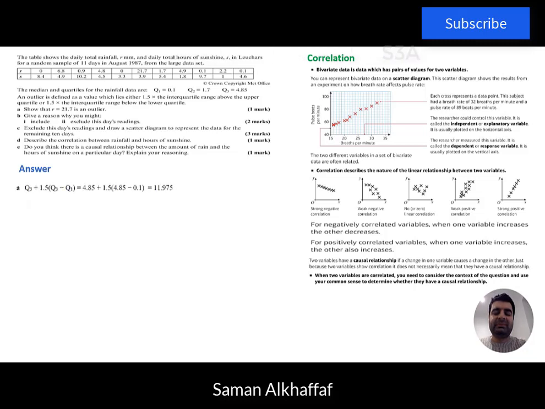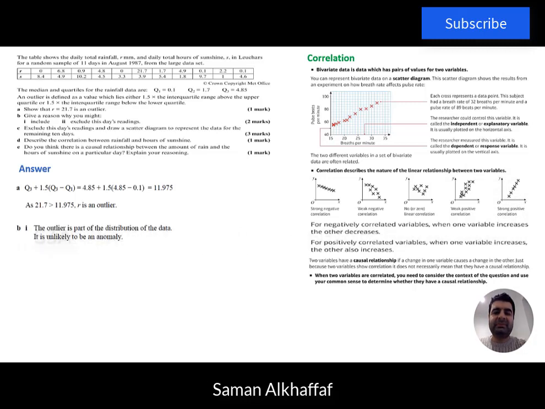So in this scenario, our explanation will be taking the quartiles. So we have quartile 3 plus 1.5 multiplied by quartile 3 take away quartile 1, which will give us 4.85 plus 1.5 multiplied by, in brackets, 4.85 take away 0.1, and that will give us the answer of 11.975. Now, as 21.7 is bigger than 11.975, R is an outlier, and this will be our explanation for part A.